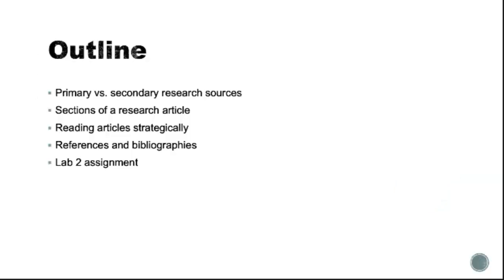I'm going to briefly talk about primary versus secondary research sources because you are going to need to identify primary research, and I want to make sure you understand what that is. We're going to talk about sections of a research article and how to strategically read research articles. They can be really long, and so I want to make some comments in terms of how you can be efficient at reading through articles. We're also going to briefly talk about references and bibliographies, and then also the actual lab assignment as well.